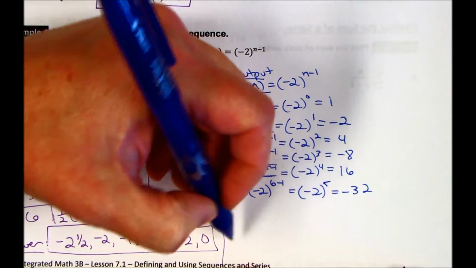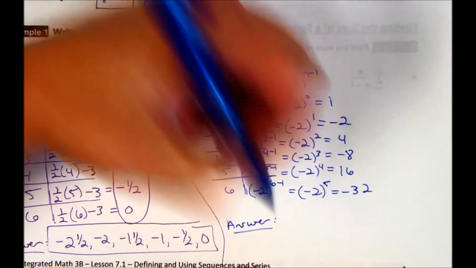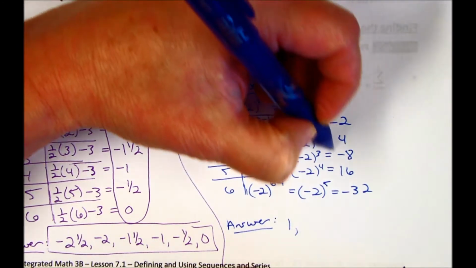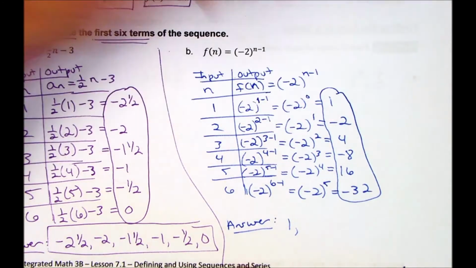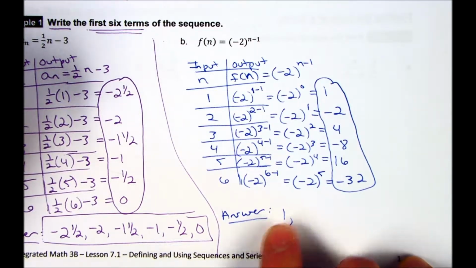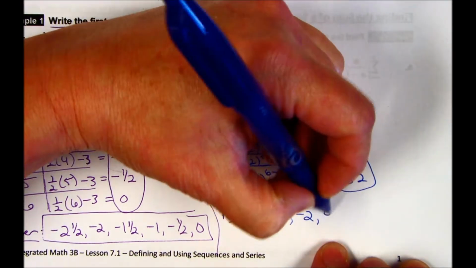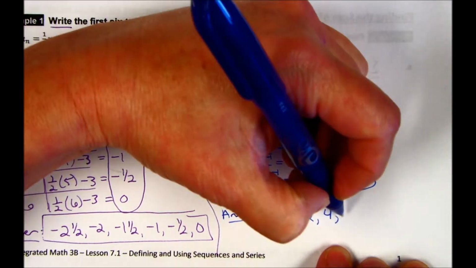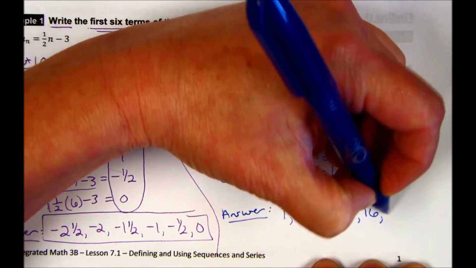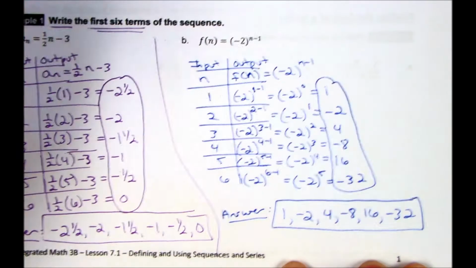So if I'm writing my list now as my answer, the first number in my list was 1, so it's these numbers right here that I got after. Those are my output values. So the first number in the sequence is 1, the second term is -2, the third term is 4, the fourth term is -8, the fifth term is 16, and the sixth term is -32. So there's my first 6 terms of the sequence.